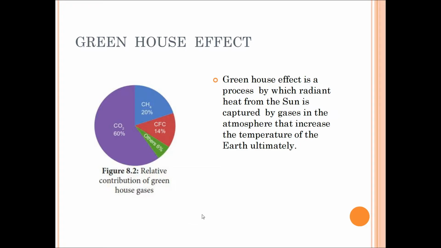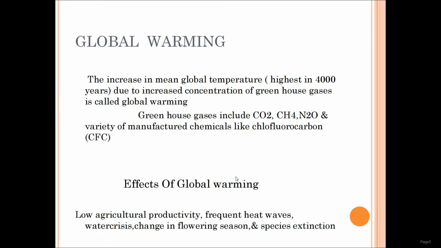This increase in the global mean temperature over a long period of time due to the increased concentration of the greenhouse gases is called global warming. So greenhouse gases include carbon dioxide, methane, nitrous oxide, and a variety of chemicals like chlorofluorocarbons.